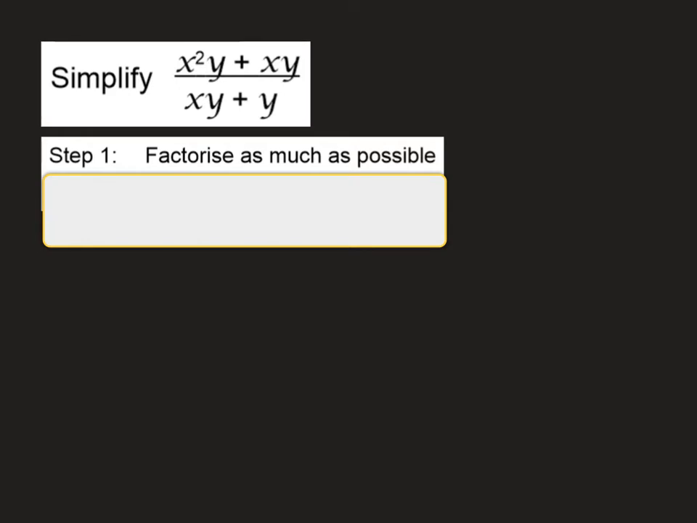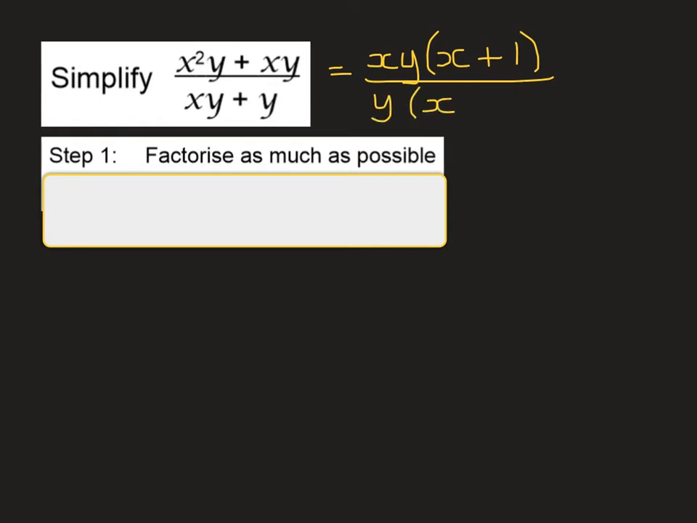Let's factorise the top. All we can do there is take some common factors out. So I can take xy out because there's an x common to both and a y common to both. Let's open up my bracket, and on the inside I'm going to have x because that will give me x squared y plus, well, what do I need to multiply xy by to get xy? 1. Check that by expanding. X squared y, brilliant, plus xy, brilliant, done. At the bottom I'm going to take the y out because that's the only common factor.